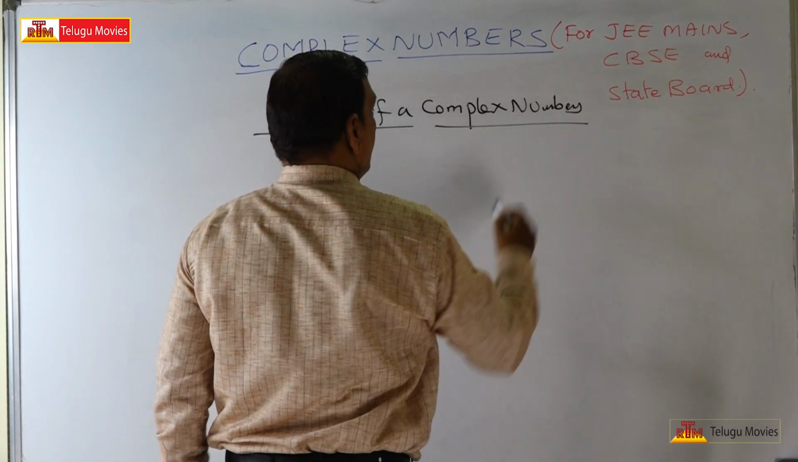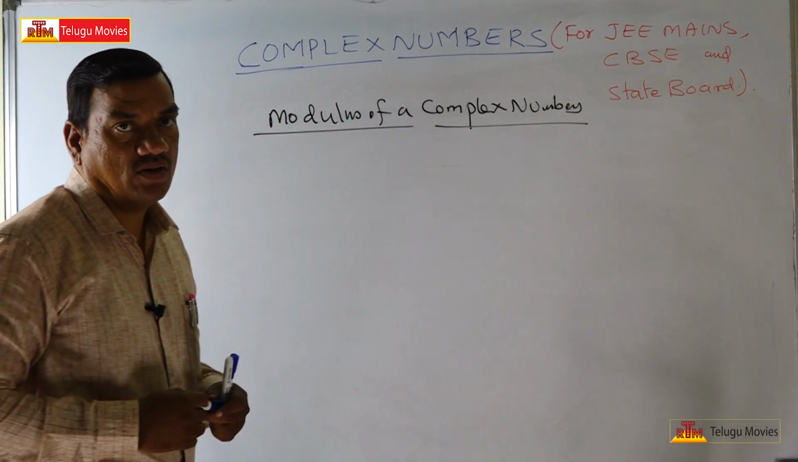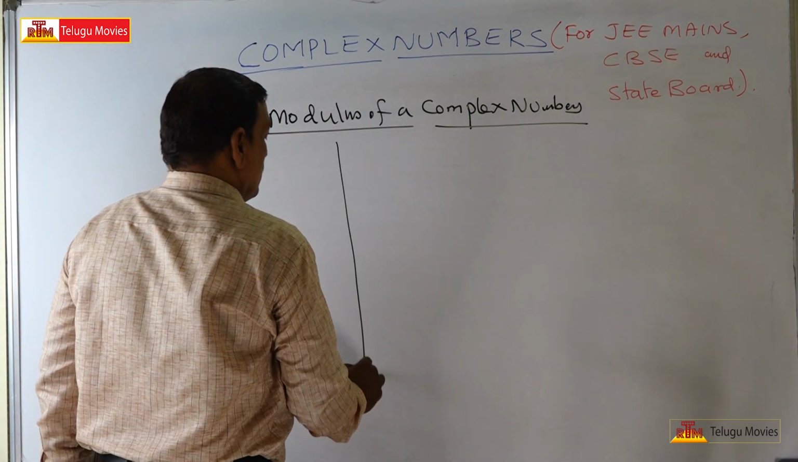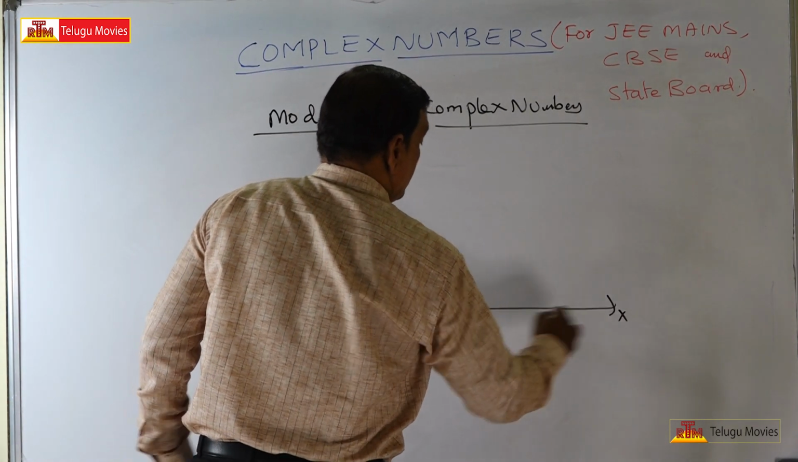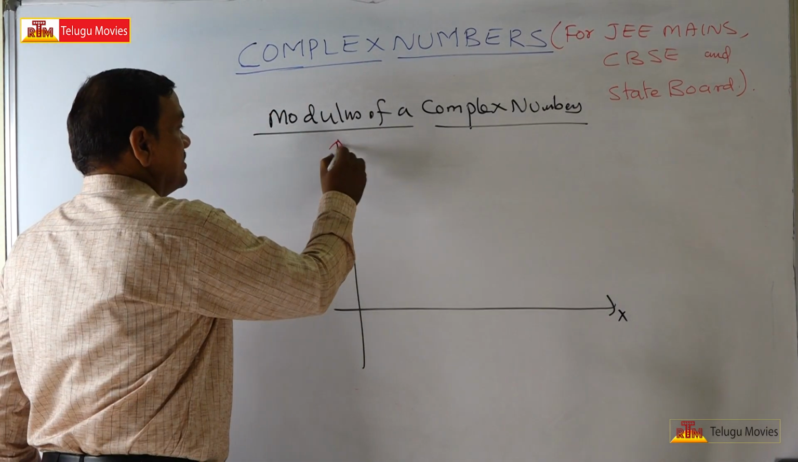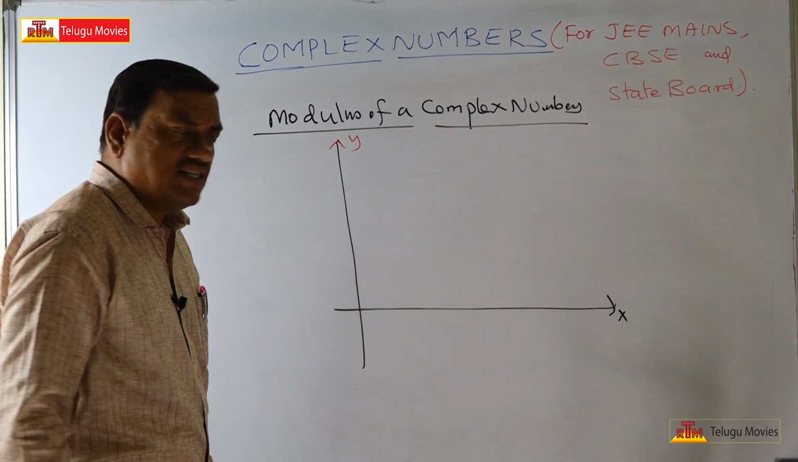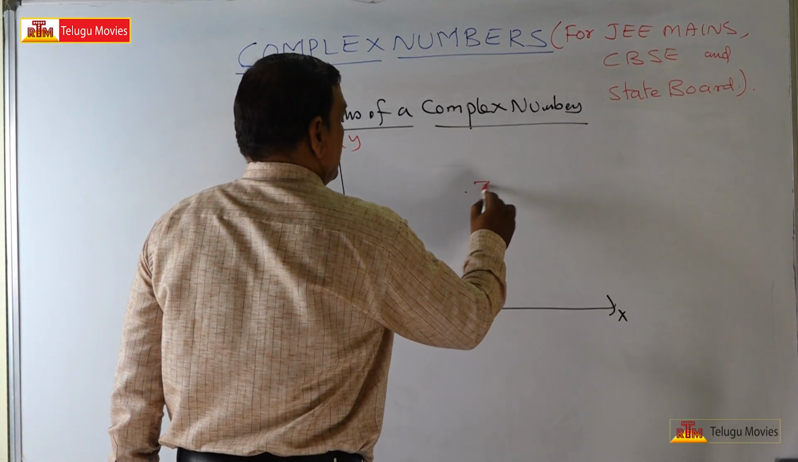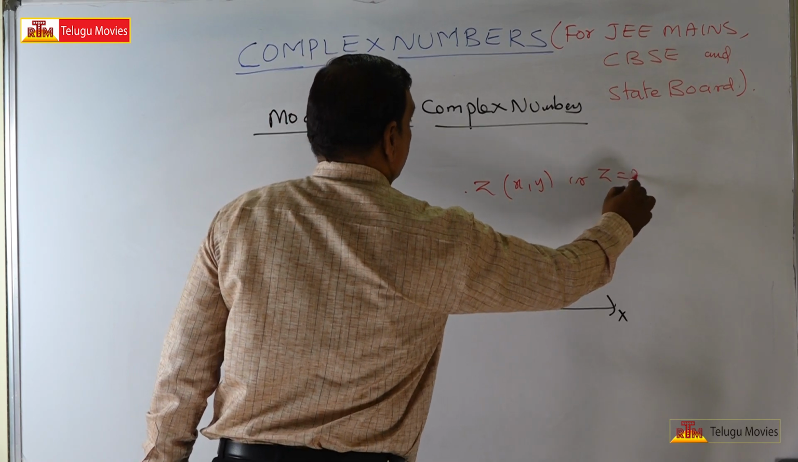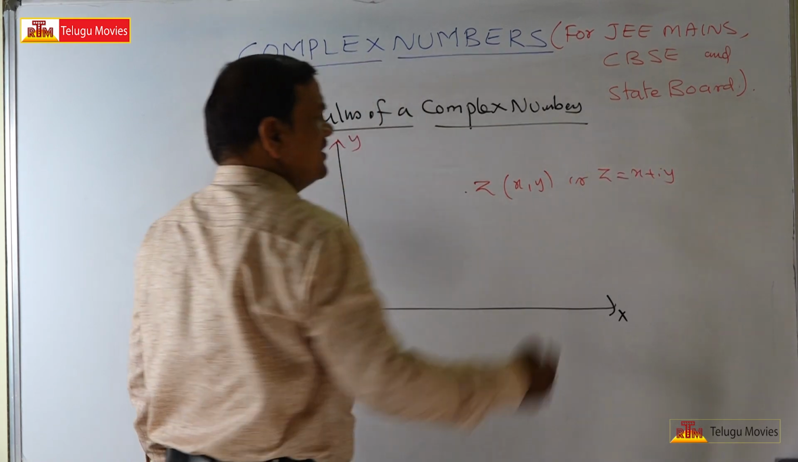What is the modulus of a complex number? Okay, so let us take an Argand diagram. So this is the real axis and this is the imaginary axis. Let us take any complex number z equal to (x, y), or we can write z equal to x plus iy. You can represent it either way.